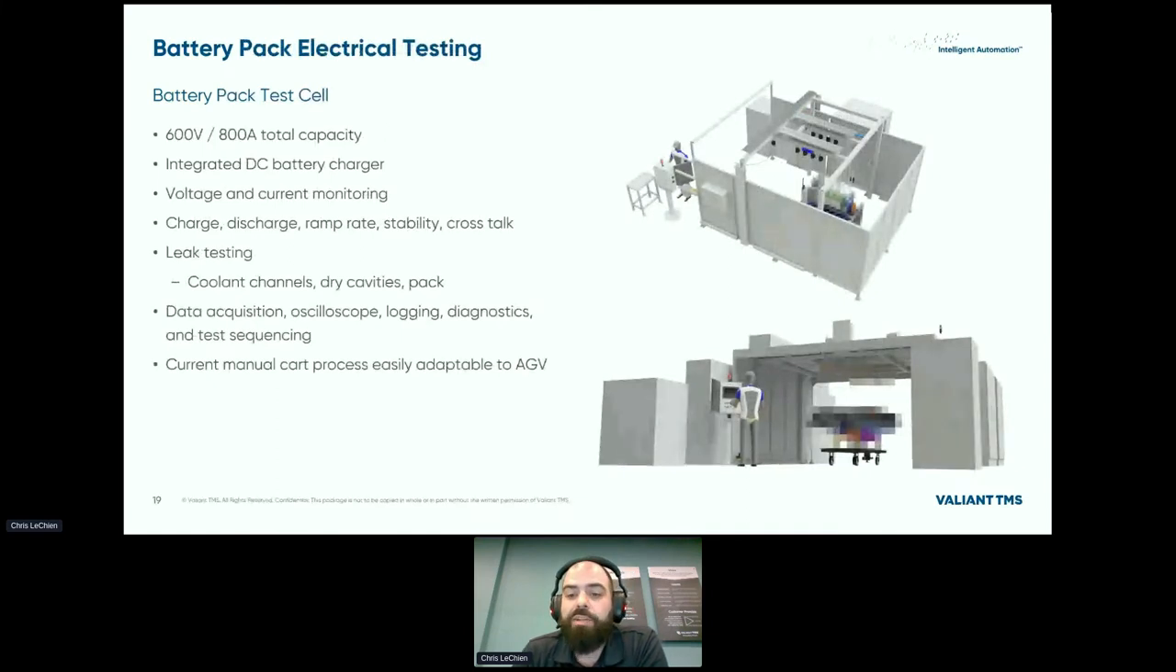And then there's battery pack electrical testing as well. It's the same thing as battery module, but this is now the fully assembled battery pack. Again, a cart process currently, but as production numbers increase, AGV or conveyor systems will be brought in.